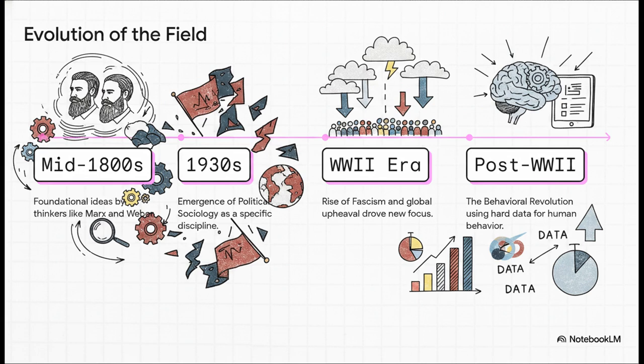But the discipline with its specific name really emerged in the early 1930s, largely because the world was in absolute crisis. I mean, the rise of fascism, communist revolutions, the massive upheaval leading to the Second World War, these events made it undeniably clear that merely studying the formal rules of a government just wasn't cutting it anymore. Scholars realized they desperately needed to understand the deep group psychology and mass movements that could literally topple democratic institutions. And this eventually sparked a post-WW2 behavioral revolution, using hard data to study actual human behavior.